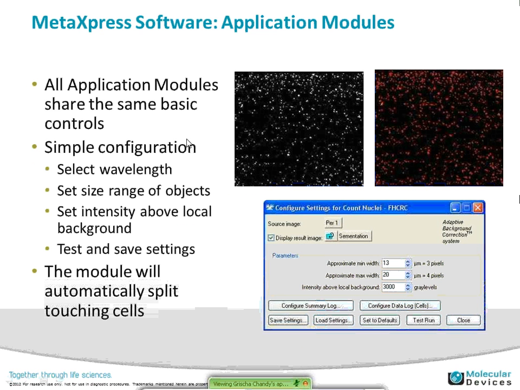All application modules share the same basic controls. There's a simple configuration where you select the wavelength or the image that needs to be processed. You set a range of object size. You set an intensity above local background. This helps if there's uneven illumination or other samples in the background. You can test and save and then run it across multiple sites. And the modules automatically split touching cells.